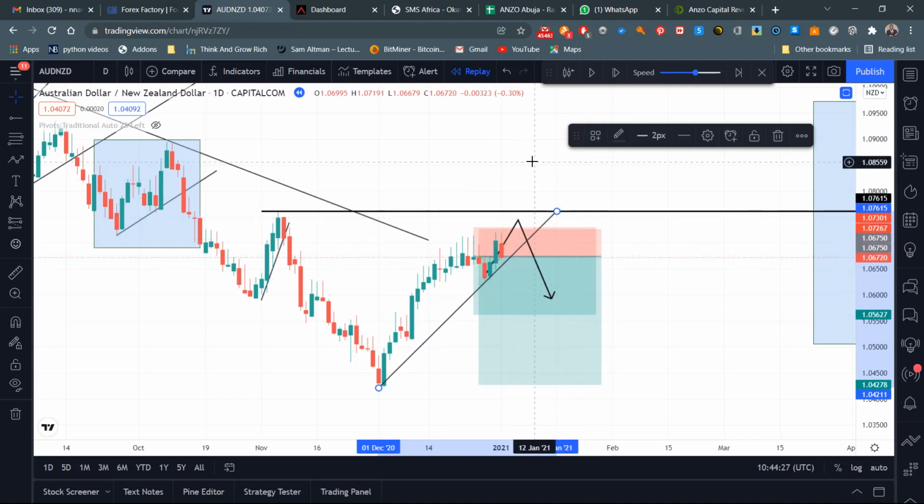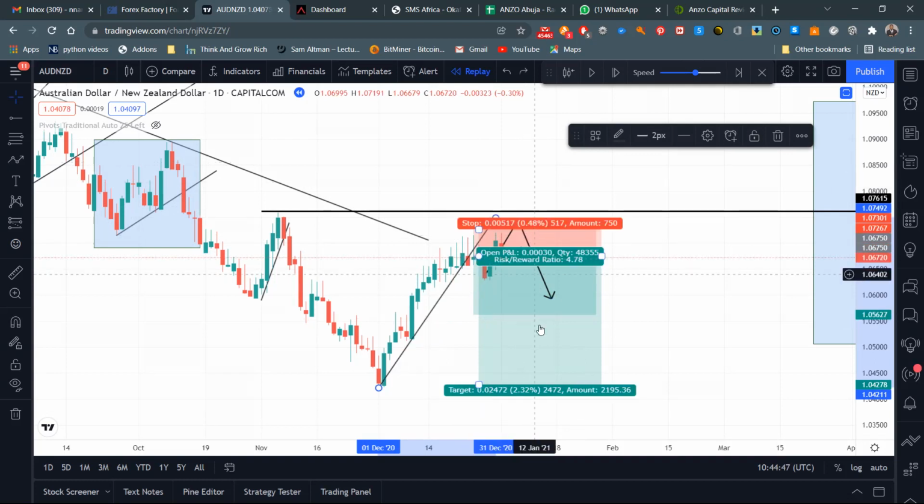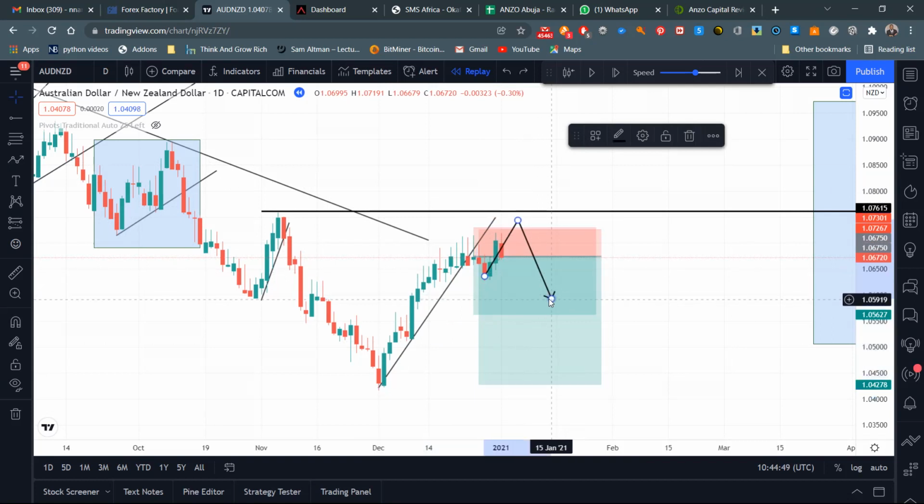This is the reason why having a good risk to reward ratio is very important, because you will lose some trades, but if you have a favorable risk to reward ratio, even if you have a 40% win rate, you will still come out on top if you stick to the rules. So let's see how that goes. Let's see which of the trades plays out and how the market moves.